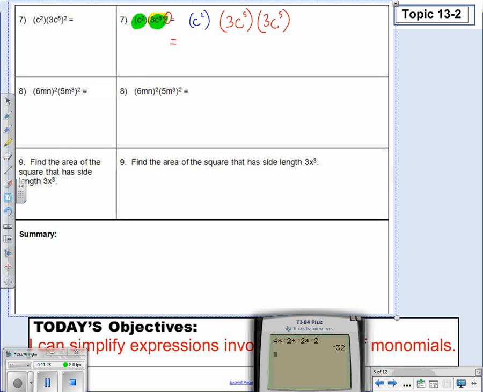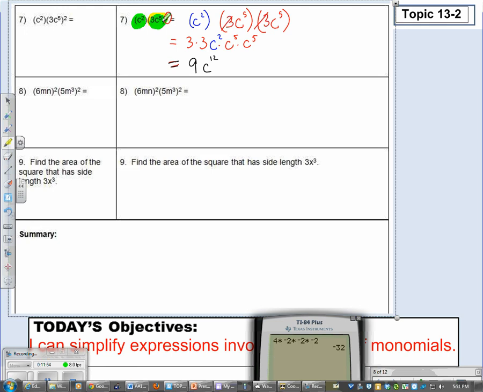Now we can rewrite with our numbers 3 times 3, and then also our variables, c squared times c to the 5th times c to the 5th. Our final answer, 3 times 3 is 9, and then we add up all our c's, we get a total of 12. So our answer is 9 times c raised to the 12th power.